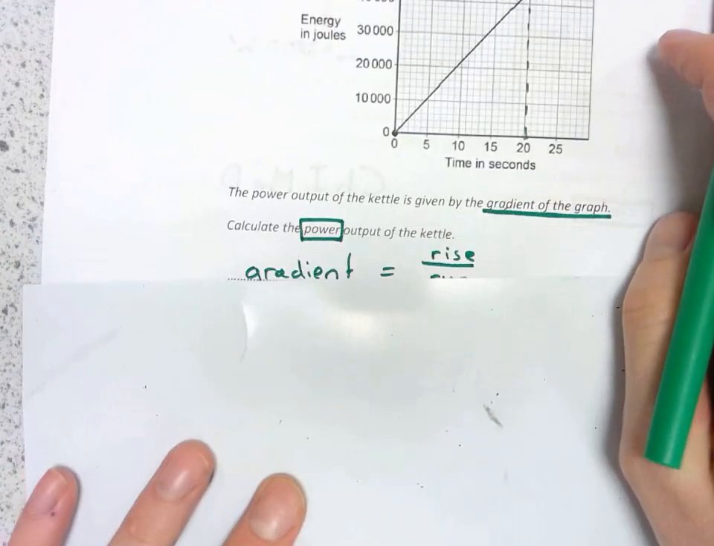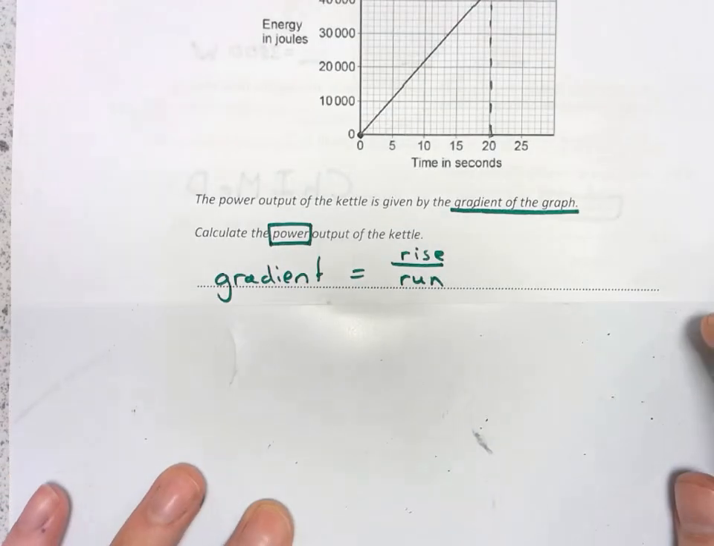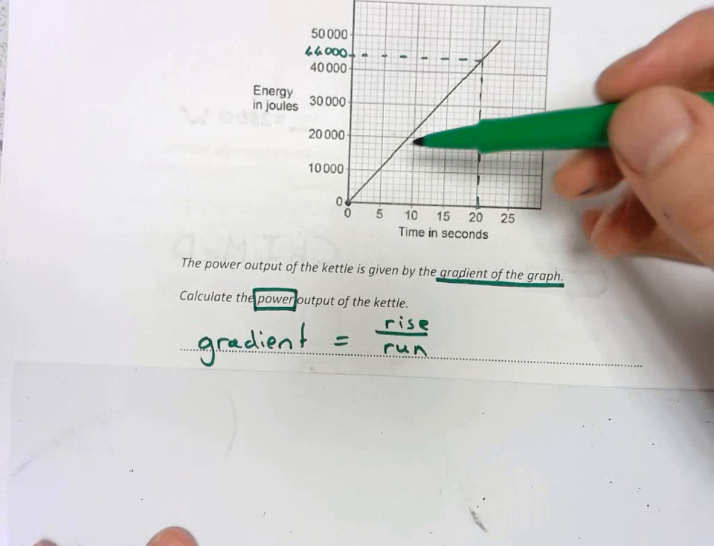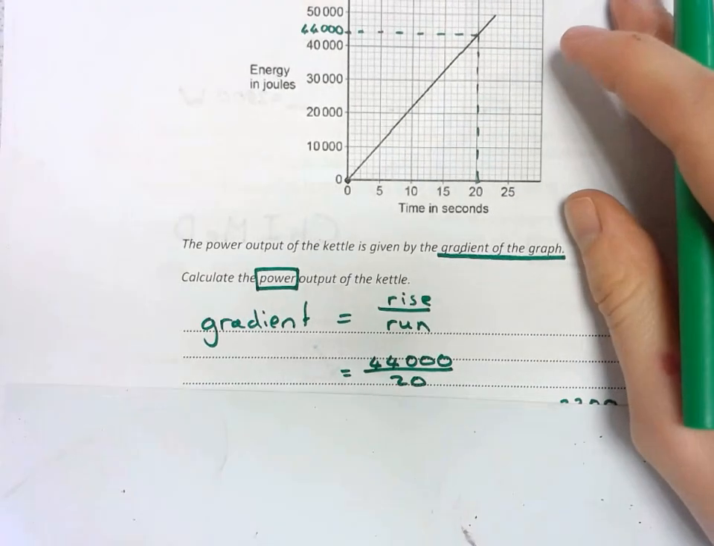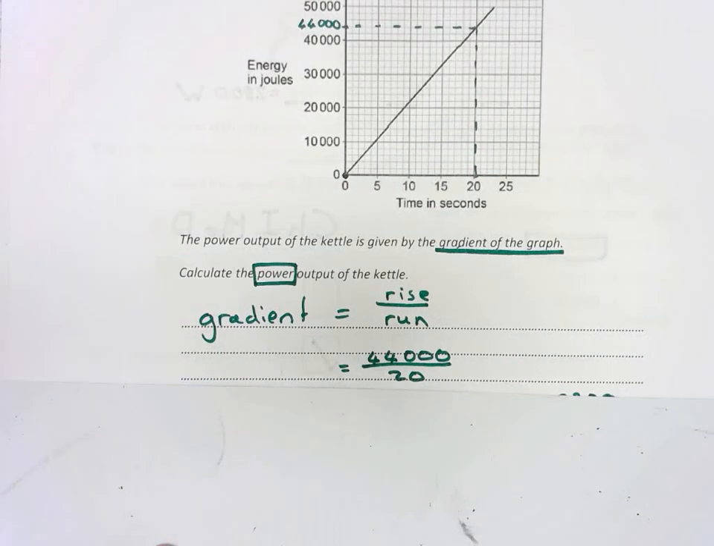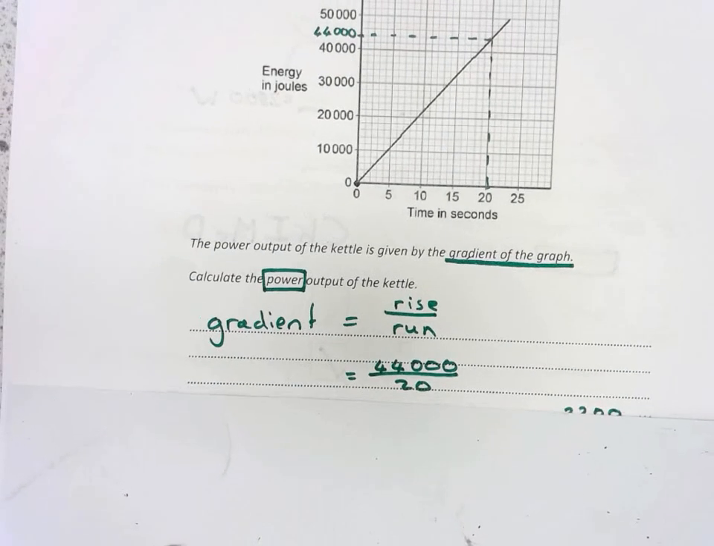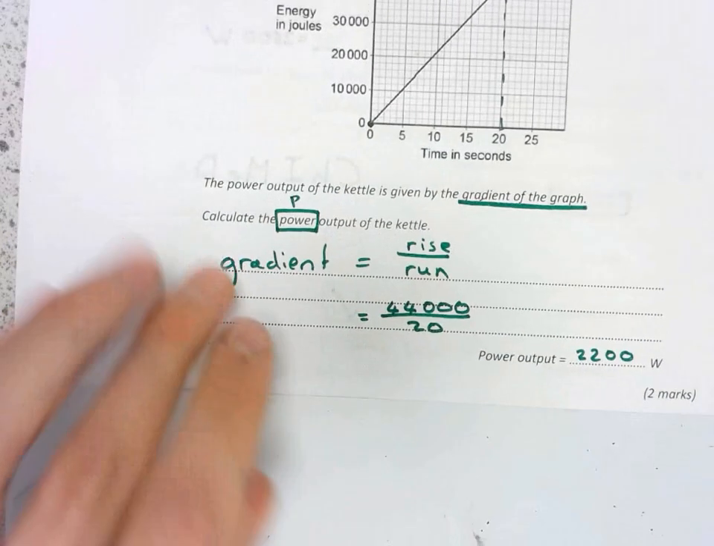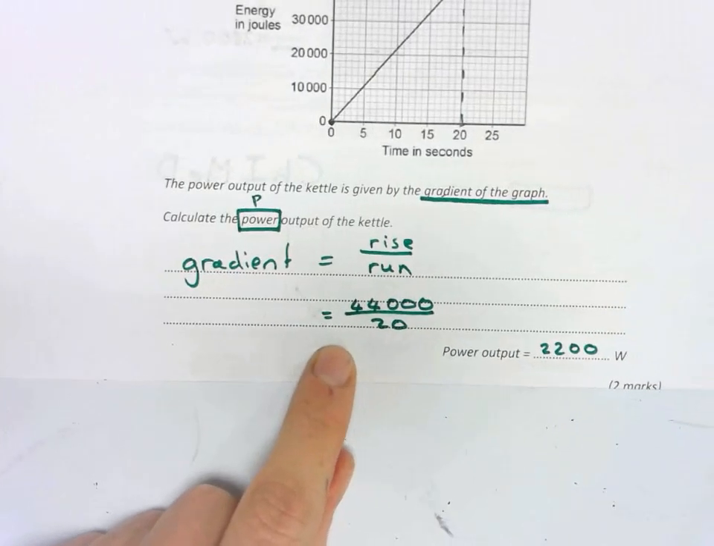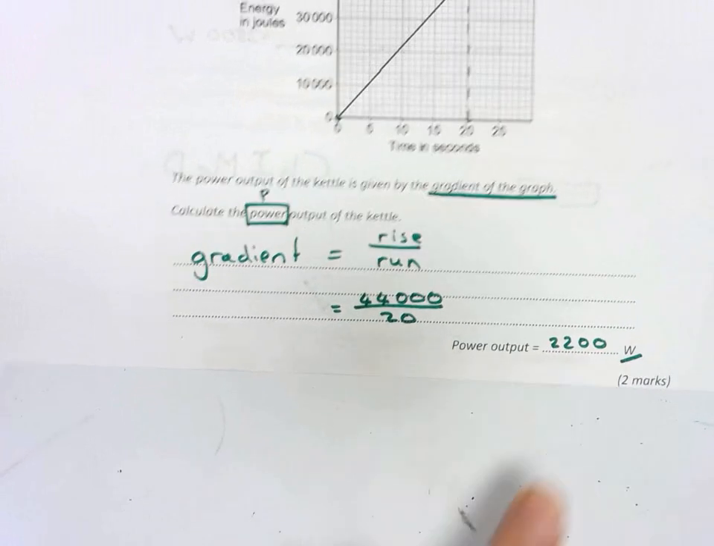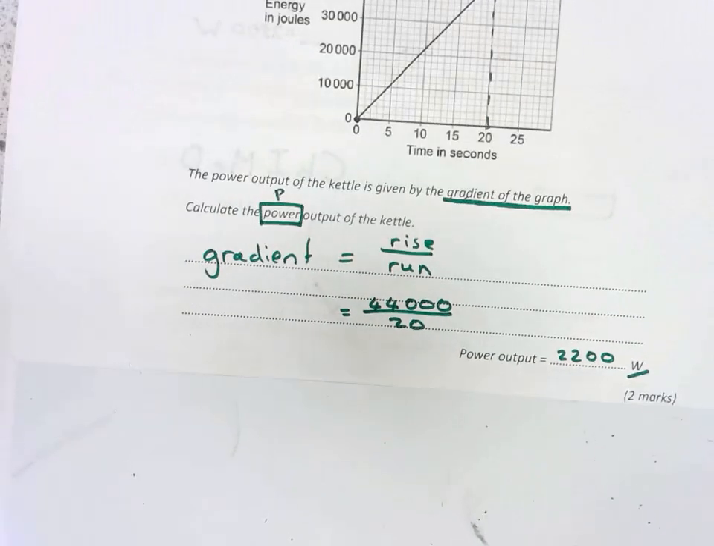The formula for gradient is rise divided by run. In this case, my rise is 44,000. My run is 20. That means that this is power. Gradient, filling that into your calculator, is 2,200, and they've been very nice here, and they've given you the units. So it's 2,200 watts.